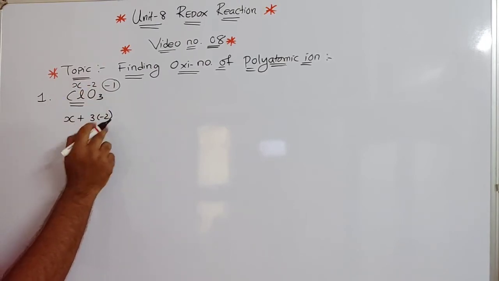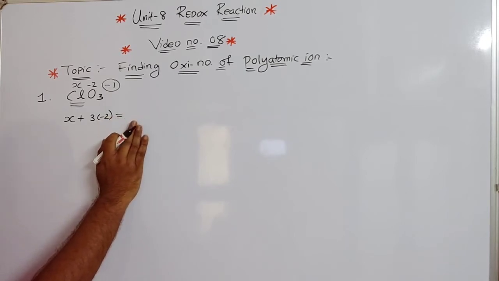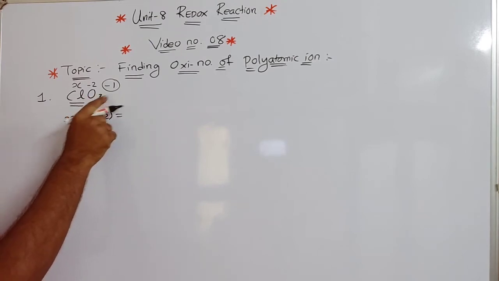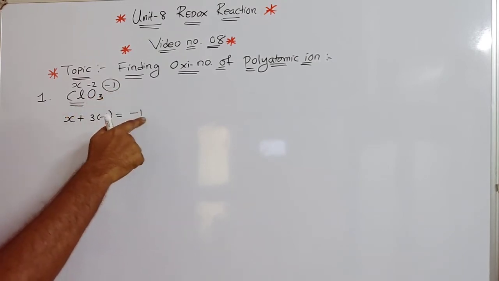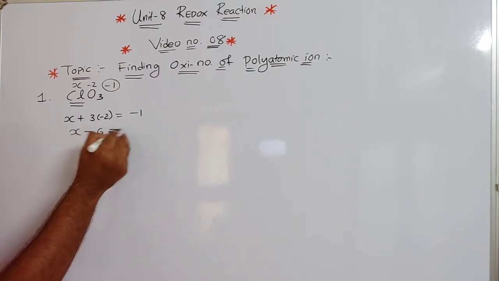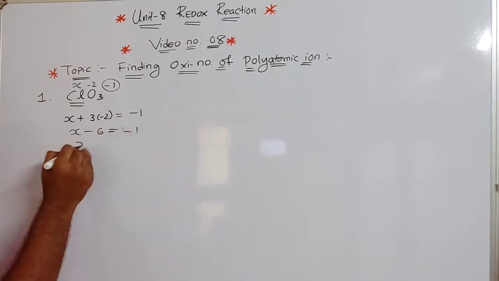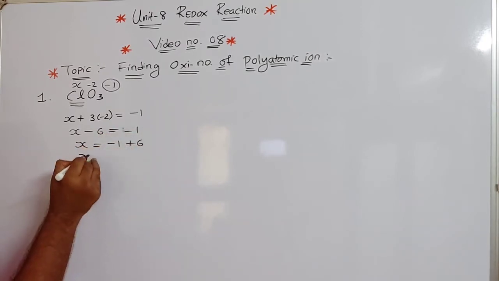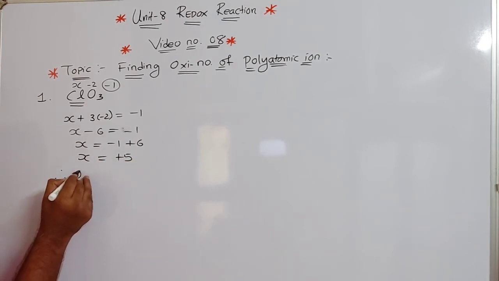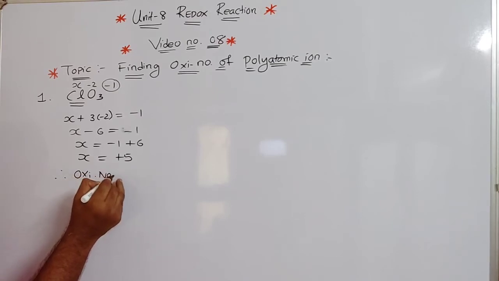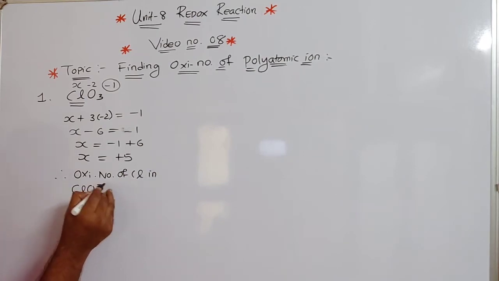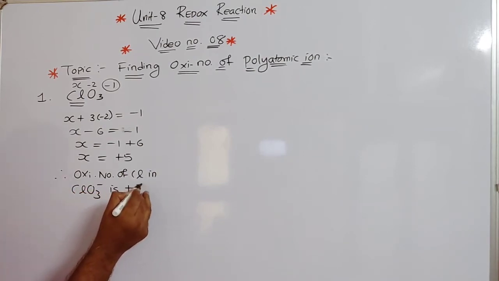Oxygen I will take as minus 2 into 3, which is equal to, in the beginning what we did, we were writing 0 here. But when we talk about a charged compound, whichever is the charge will be written here instead of 0. So X minus 6 is equal to minus 1. So X is equal to minus 1 plus 6. So X is equal to plus 5. Therefore the oxidation number of Cl in ClO3 minus is plus 5.